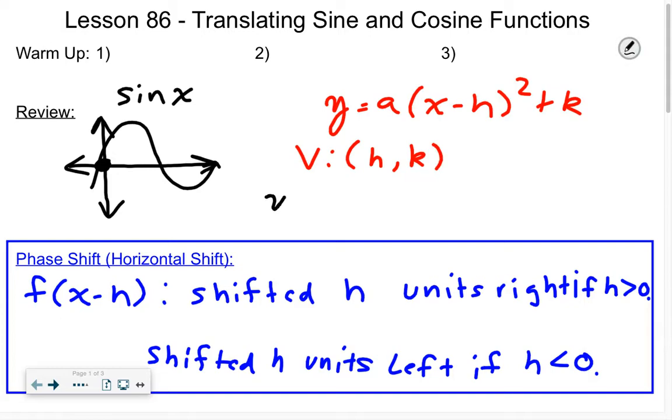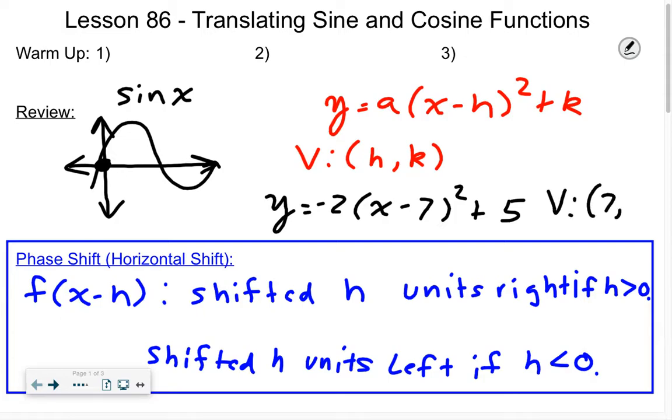Therefore, if I gave you the example y is equal to negative 2 times (x minus 7) squared plus 5, you would tell me the vertex was what? 7, 5. It's always the opposite on the inside. But the outside number, the vertical shift, always remains true. If it's positive, it goes up. If it's negative, it goes down. But the inside, it's always the opposite effect. Looks like negative 7, but it's actually positive 7. If it was plus 7, that would be negative 7. It's the exact same concept.